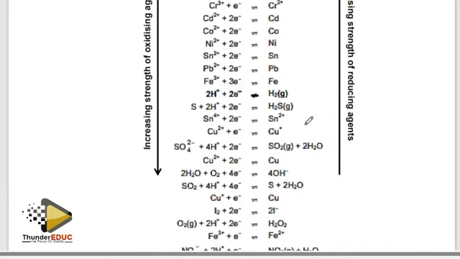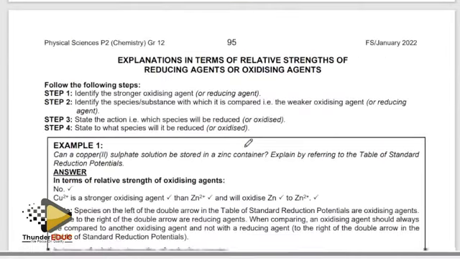For example, I have zinc, lead, and hydrogen. It means that lead is more reactive than hydrogen. I have copper, and copper is more reactive than, I have tin, tin is more reactive than copper. So the one which is on top is more reactive than the one which is on the bottom. You understand? Therefore, the one which is on top is going to be oxidized, and the one which is on the bottom is going to be reduced. So that's how you identify which one goes to the cathode and which one goes to the anode.